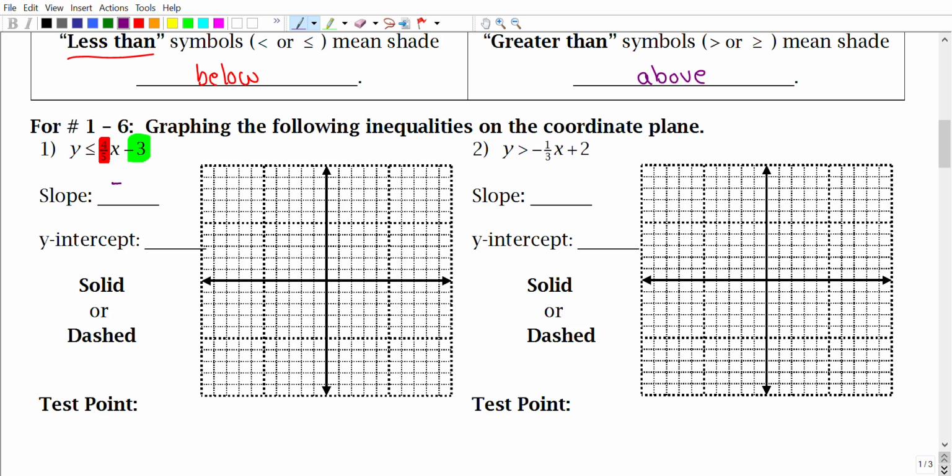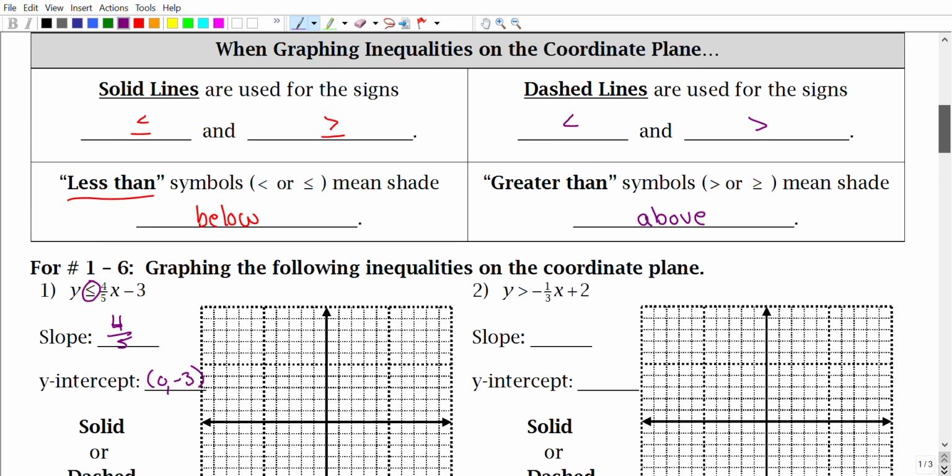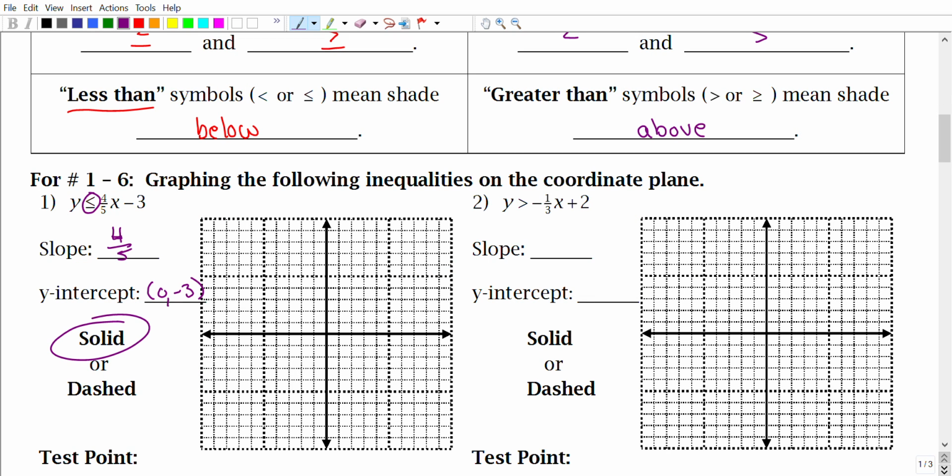So my slope is 4/5. My y-intercept is (0, -3). Remember, guys, it's an intercept. It's a point. So you have to write it as an ordered pair. Okay, so we identified our slope and our y-intercept. Now here is our symbol, which is going to help us determine whether it's a solid or dashed line. So let's look back up here at our little table. That's a less than or equal to sign, which is right here, meaning we have to do a solid line. Okay, so let me erase that now. So we're going to do a solid line.